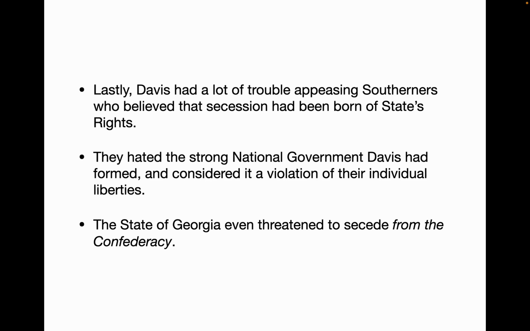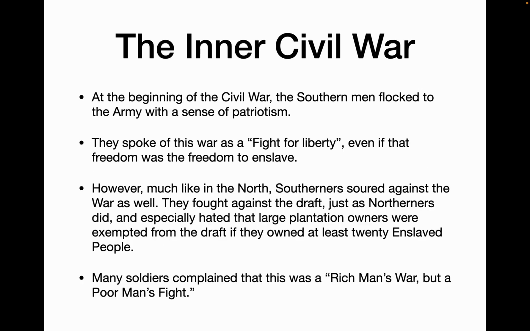Lastly, Jefferson Davis had trouble appeasing Southerners who believed that secession had come out of states' rights, and that therefore states' rights should be at the forefront of the Southern nation. The Southerners who were firm believers in states' rights hated the strong national government that Jefferson Davis formed. They considered it a violation of the liberties for which they had separated from the United States. The state of Georgia straight up threatened to secede from the Confederacy if they didn't shape up.